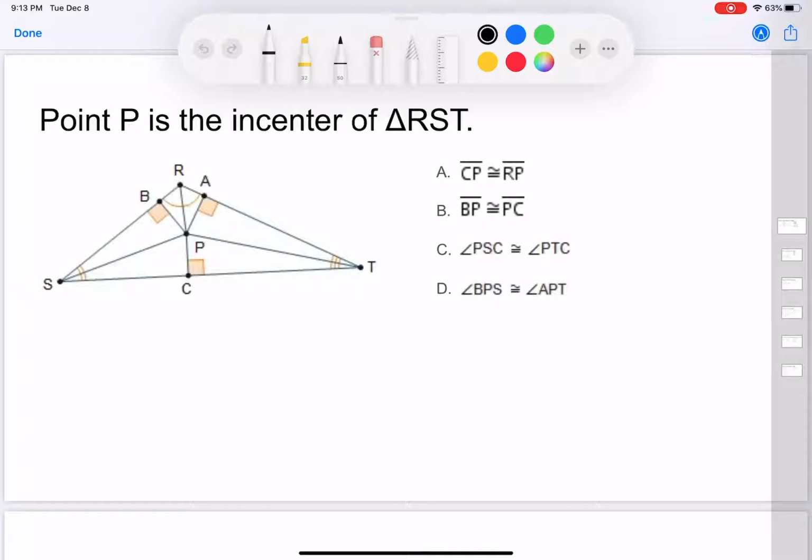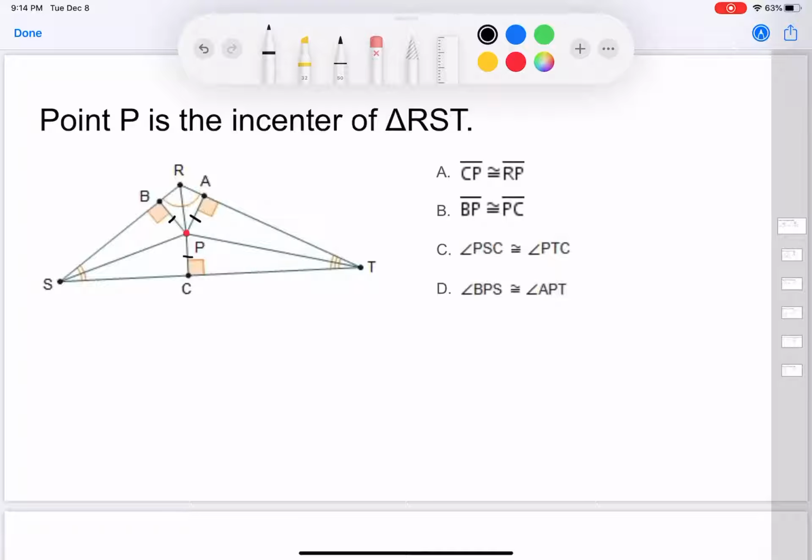This tells us that point P is the incenter of triangle RST. So point P is my incenter. Given this information, what can I conclude? Well, I know when I have an incenter, my concurrency of angle bisectors theorem tells me that all of my sides are equidistant from my point of concurrency, which means that this is congruent to this, which is congruent to this. Given all that information, what can I conclude?